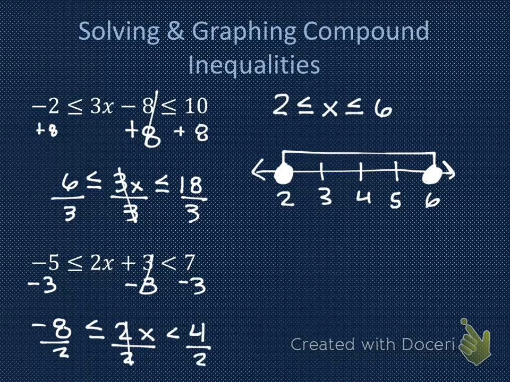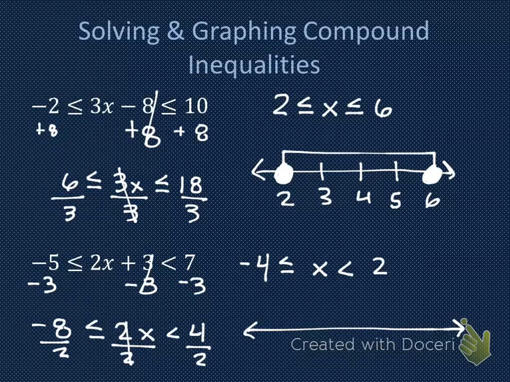Divide everything by 2. Negative 8 divided by 2 is negative 4, less than or equal to x, less than 4 divided by 2 is 2. Again, I've got to graph this on the same number line. So I say -4, -3, -2, -1, 0, 1, I'm going to make this a little bit longer, and 2.